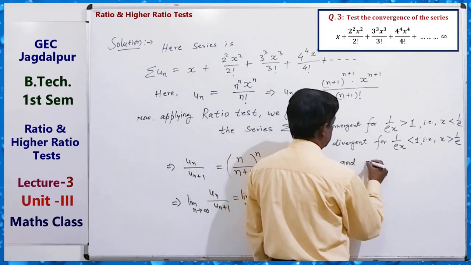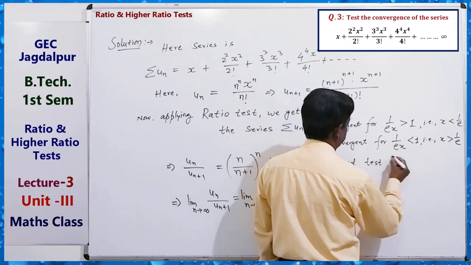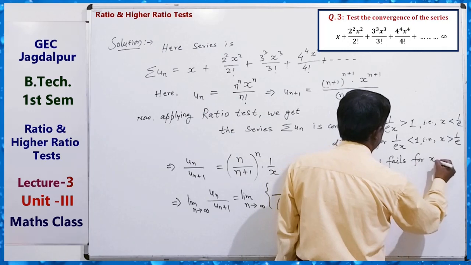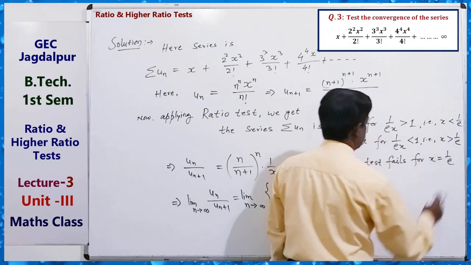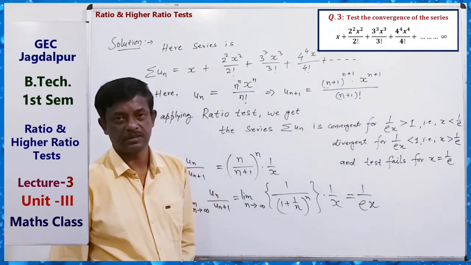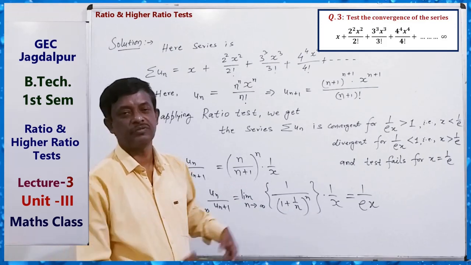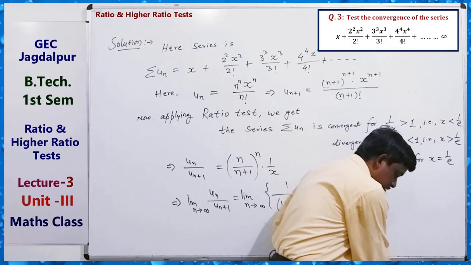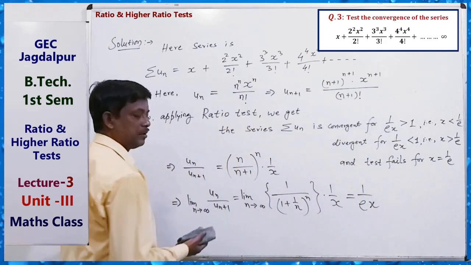And the test fails for x equals 1 by e, since 1 by ex equals 1. So for x equals 1 by e, the test fails. In this case, in the fail case, what can we write?